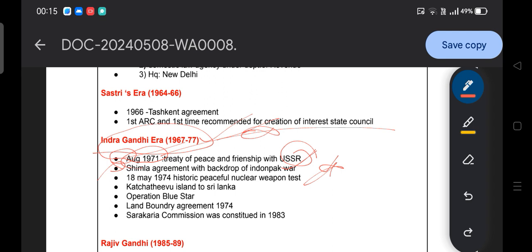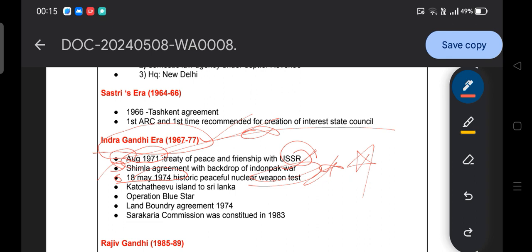So they can ask the question, similar agreement, that is how the Indira Gandhi government, that's all. Then on 18 May 1974, a historic peaceful nuclear weapon test, basically. They can ask the question about the first peaceful nuclear weapon test; that is how 18 May 1974. Very, very important, guys. You need to remember the date and month also, because this year India for the first time was visualized as a nuclear power.